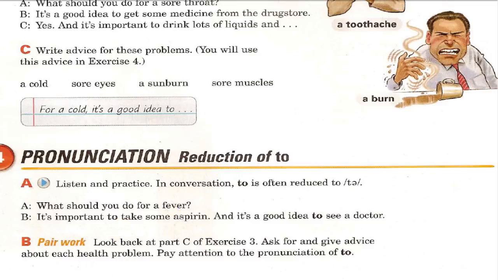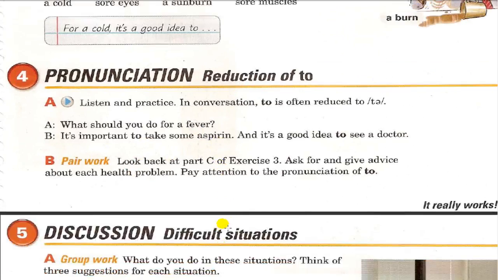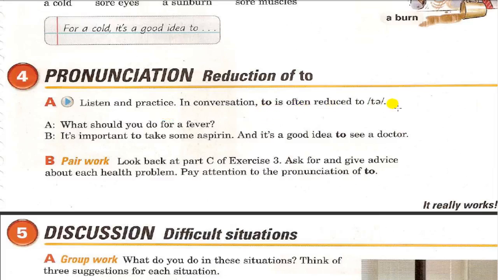Exercise number 4. Pronunciation. Reduction of to becomes t. Listen and practice. In conversation, to is often reduced to t. Let's start to listen.